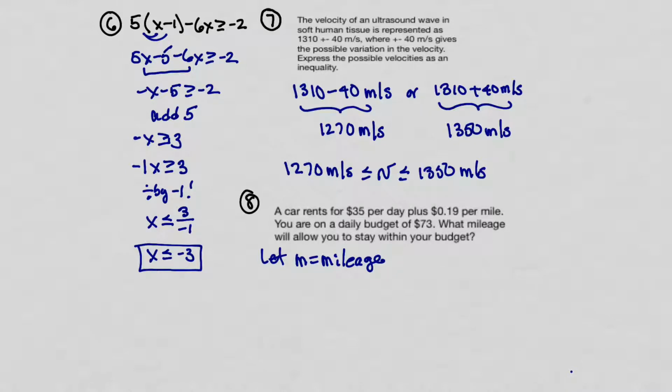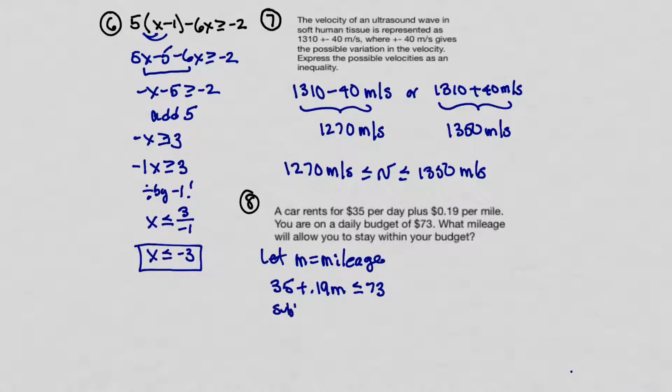Now, how much is this car going to cost us to rent? Well, it's going to be per day. It's going to be the $35 plus 19 cents times every mile that we drive. Let's see if that makes sense. How much is it going to cost us each day? $35. And then add on to that 19 cents times the number of miles that we drive. And all of that now has to be less than or equal to 73.